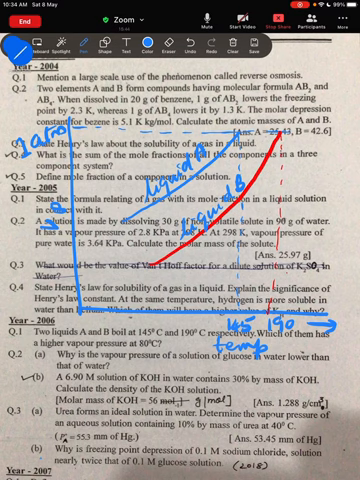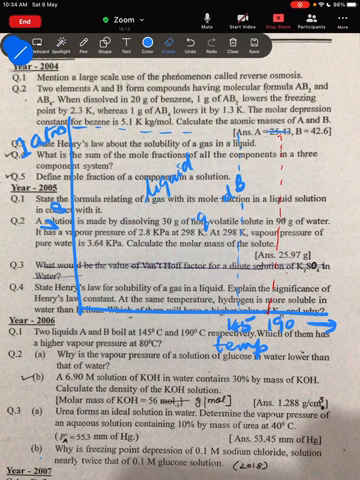See the graph, liquid A's vapor pressure is higher at every point. They have asked for higher vapor pressure at 80 degrees Celsius. Suppose this is 80 degrees Celsius. At 80 degrees Celsius, the vapor pressure of liquid A is higher and the vapor pressure of liquid B is lower. So from this graph you can make out which has higher vapor pressure. So liquid A has higher vapor pressure.